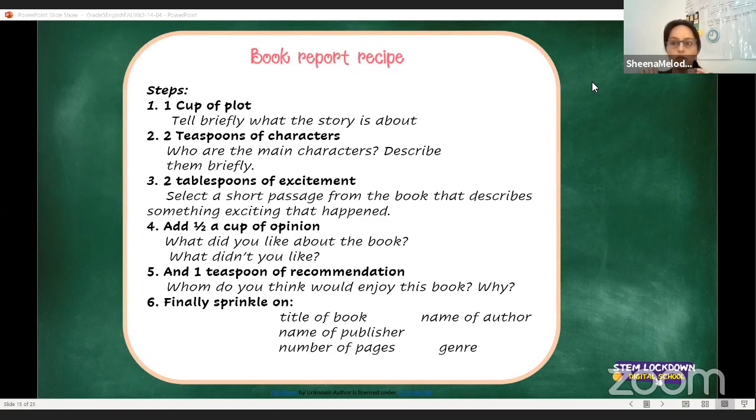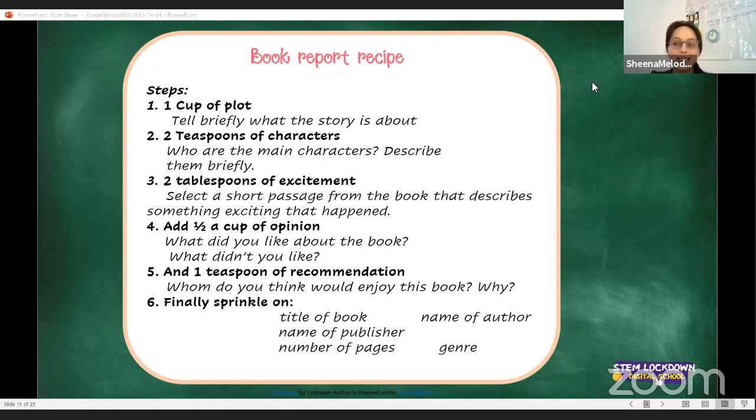Okay, so number 3 is 2 tablespoons of excitement. So we're going to pick a short passage, which is a short sentence from the book, okay? It describes something that happened in the story. Like, for example, one of the short stories about Silly Mr. Harper is he's going bald and he doesn't know what to do, okay? So you can pick something exciting about that and write it in your little description.